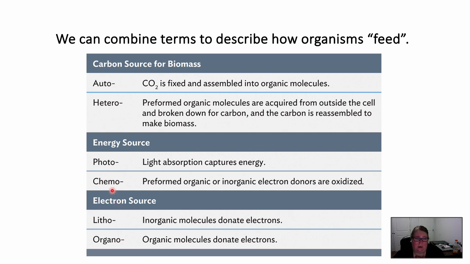And then this last part is the electron source. This goes along with cellular respiration and how we make ATP, but the electron source falls underneath chemotrophs. Chemotrophs are either going to be a lithotroph or an organotroph. Litho means we're going to use inorganic molecules, like hydrogen sulfide. Organo means we're going to use organic molecules to get electrons.